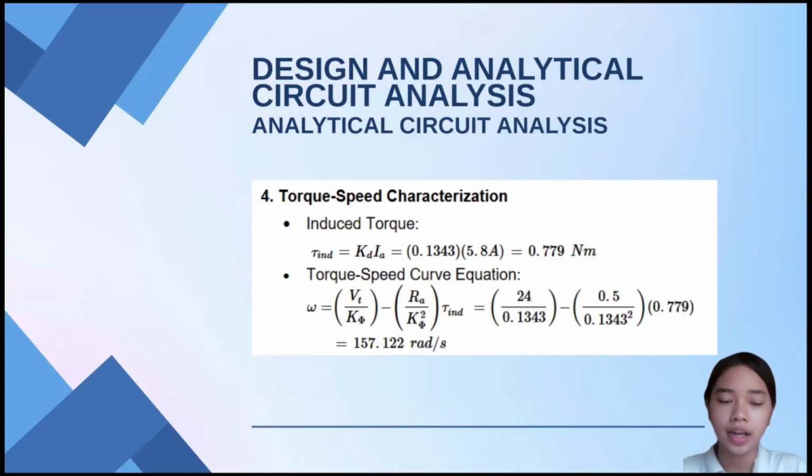The next calculation is the torque speed characterization. And first, before we get the speed, we calculate the induced torque, which is 0.779 Newton meters. For the torque speed, we use the formula that can be seen on screen, and inserting all of the values that we have found before, we'd get 157.122 rad per second.